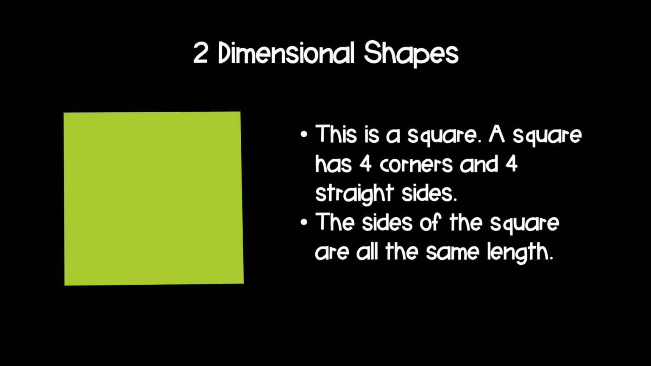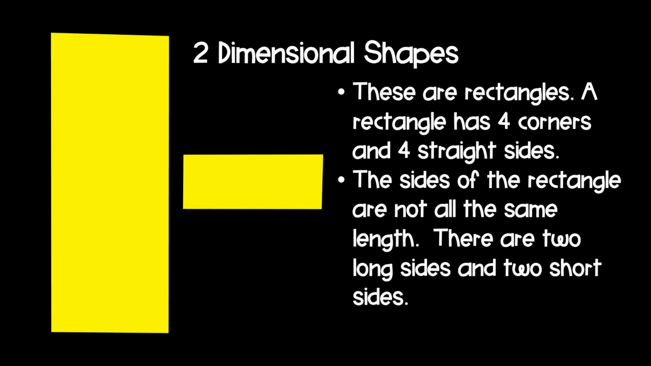This is a square. A square has 4 corners and 4 straight sides. The sides of the square are all the same length. These are rectangles. A rectangle has 4 corners and 4 straight sides. The sides of the rectangle are not all the same length. These have 2 long sides. Here are the long sides, and 2 short sides. Here are the short sides.